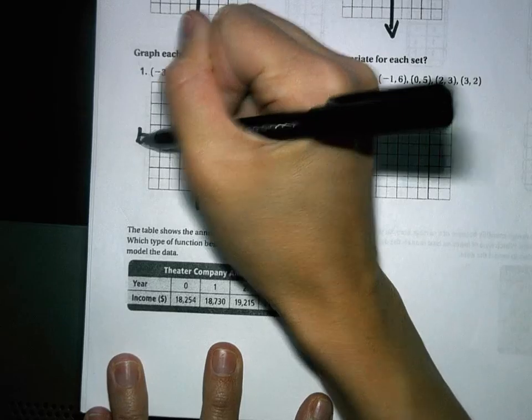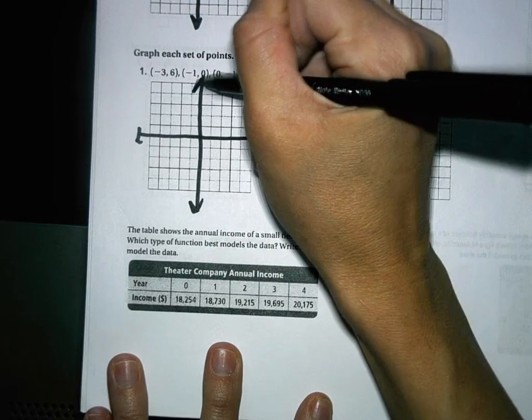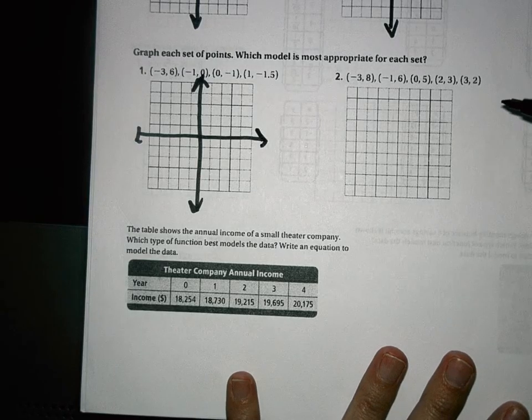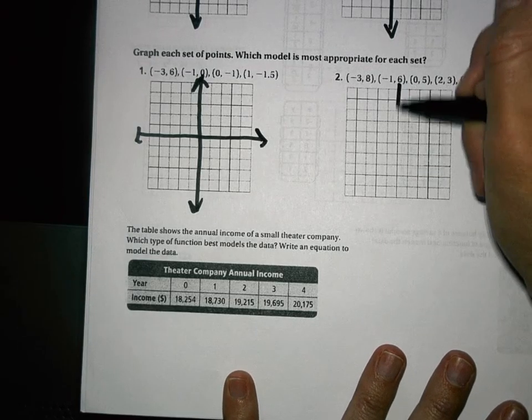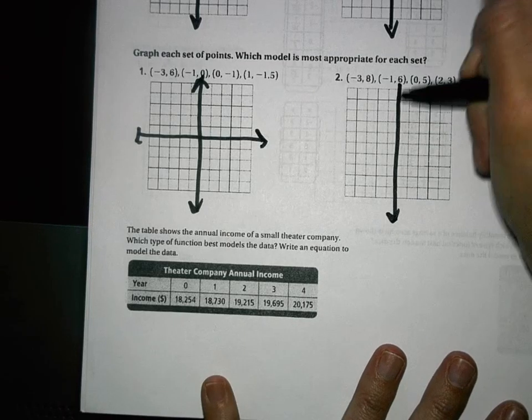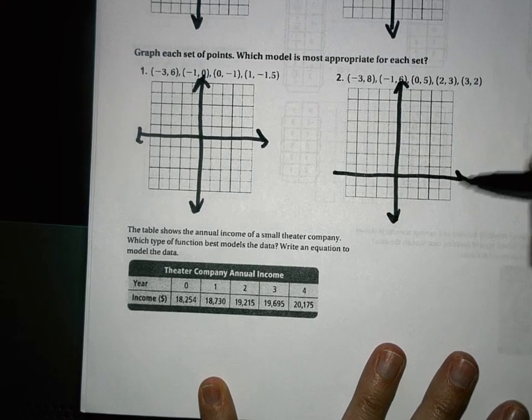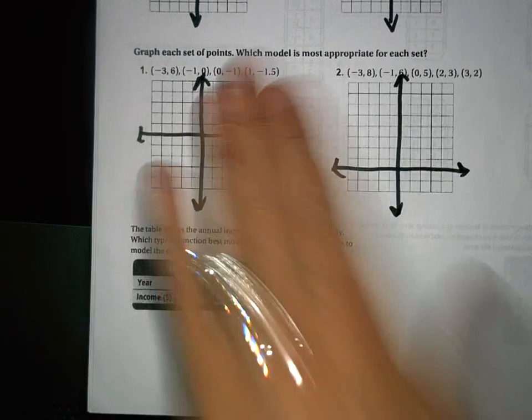Okay, did you guys already finish number 1? No. Okay. You should be doing number 1, the next problem. Shh. Jessica, did you do this one? Okay.